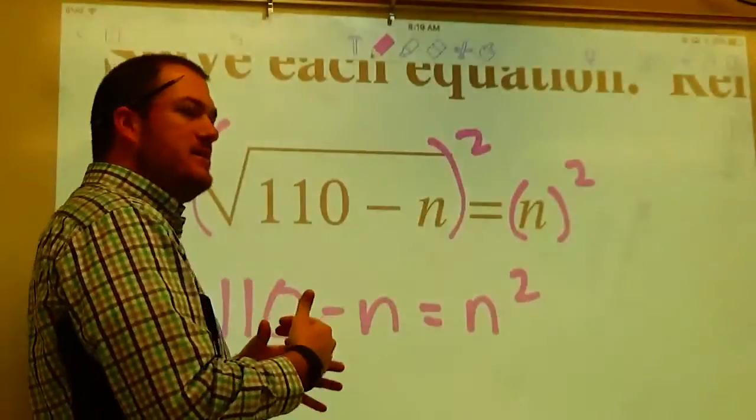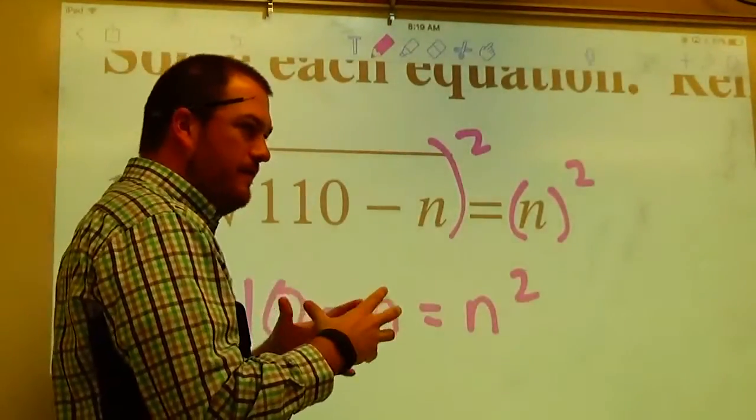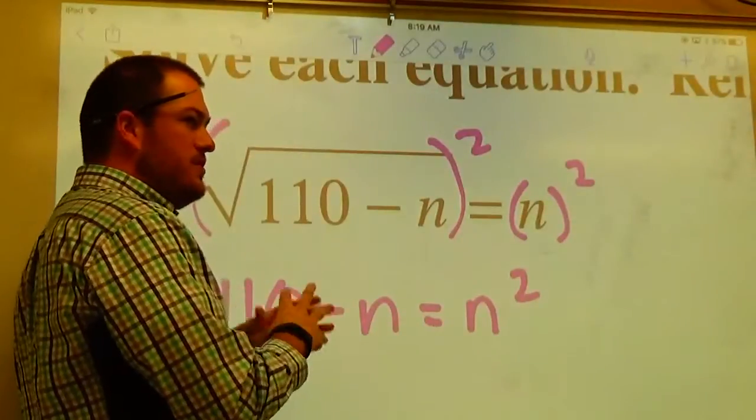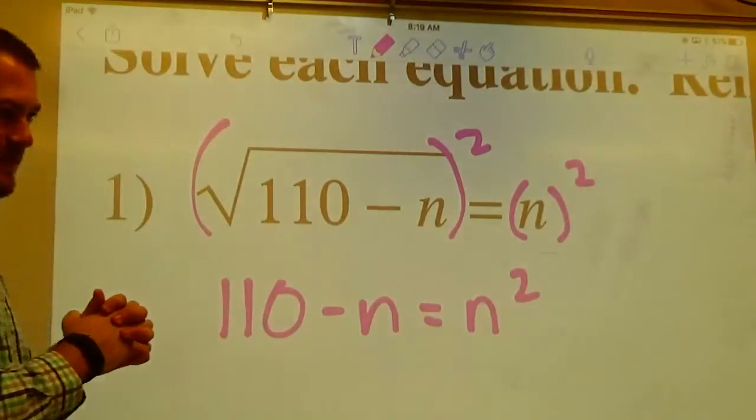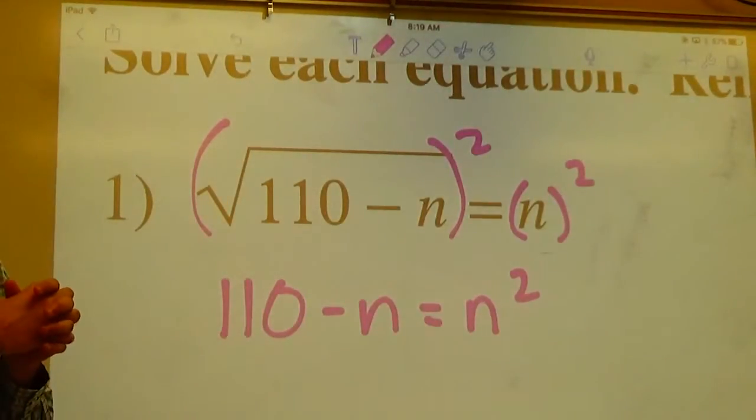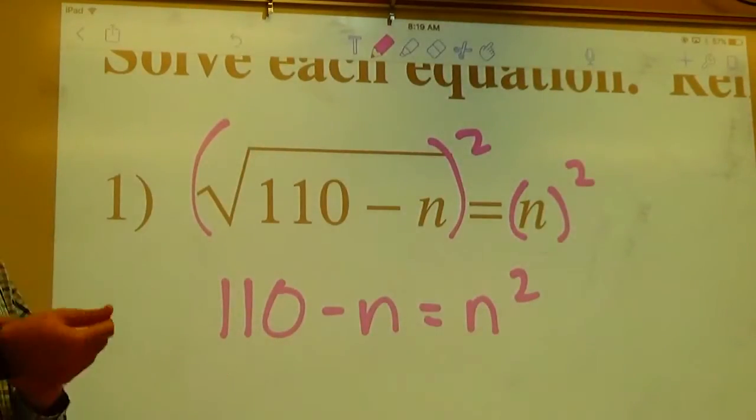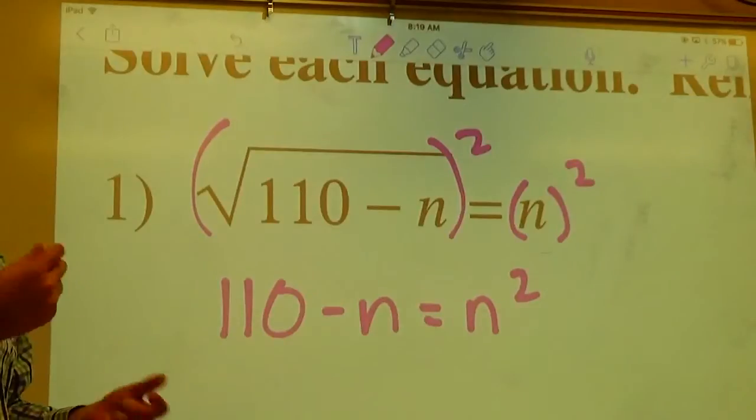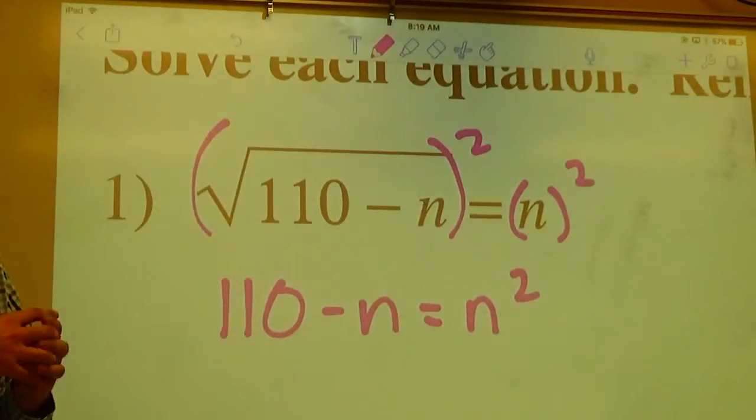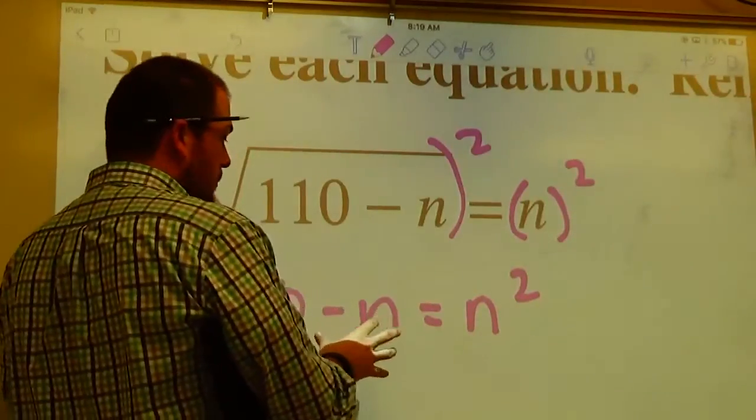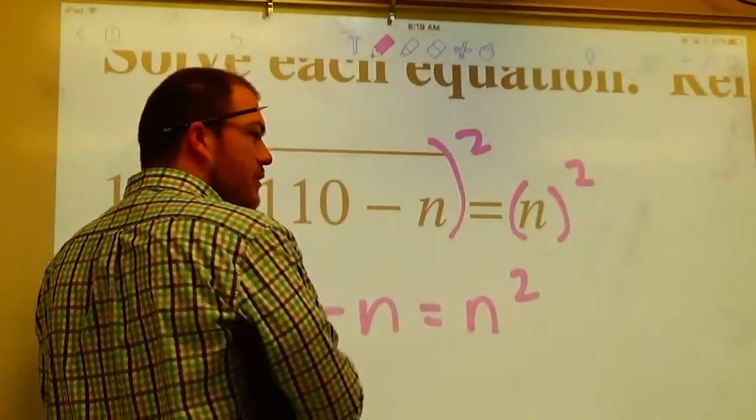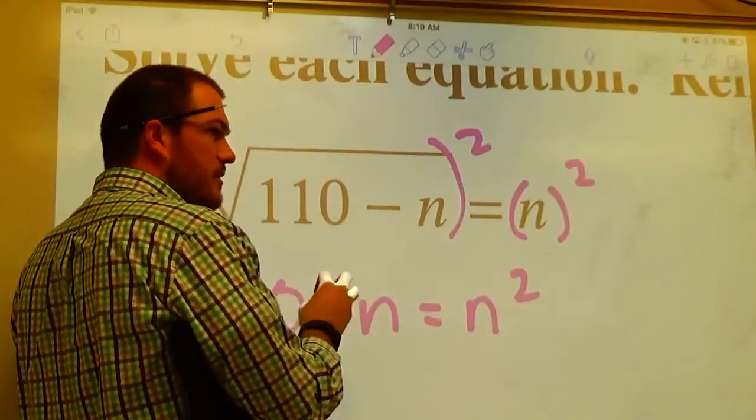On all of these, or for the most part, what are we going to have to do once we've squared both sides? Well, like FOIL, that's it again. What's the opposite of foiling? It also starts with an F. Factor. So at this point, we're going to have to factor this somehow. So how do I get this set up so I can factor it?